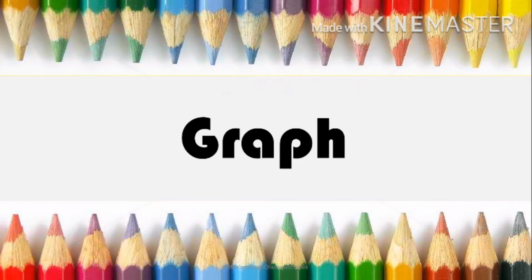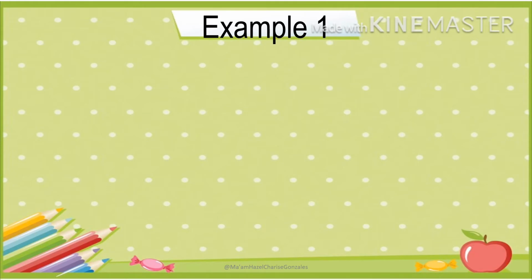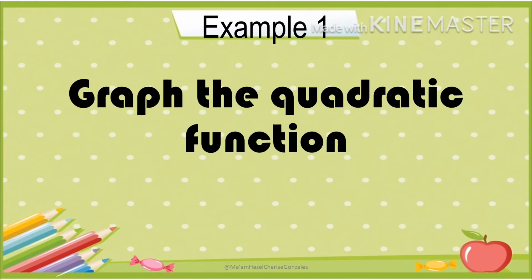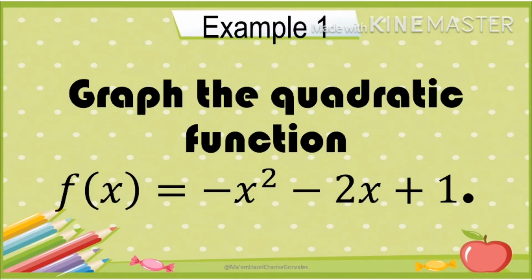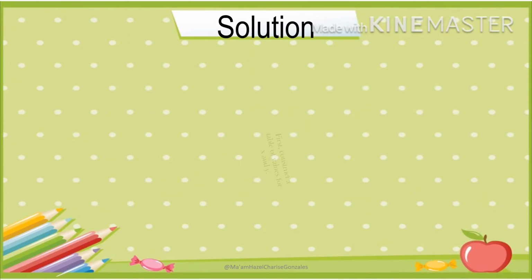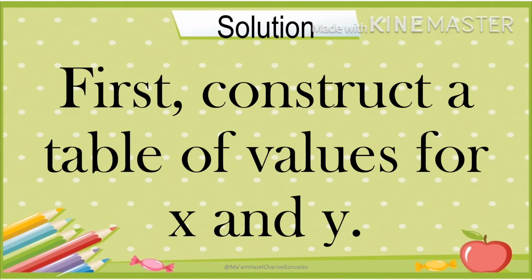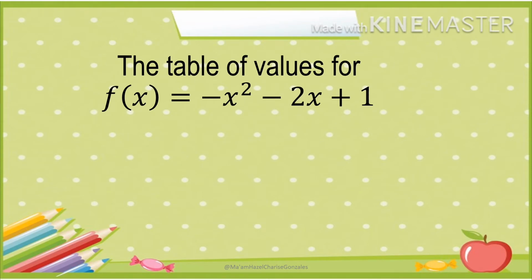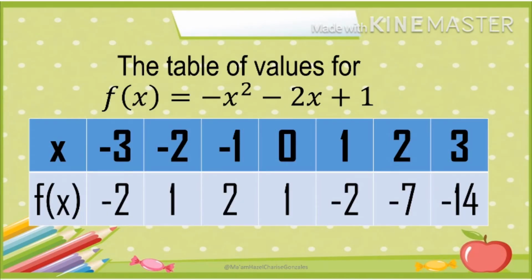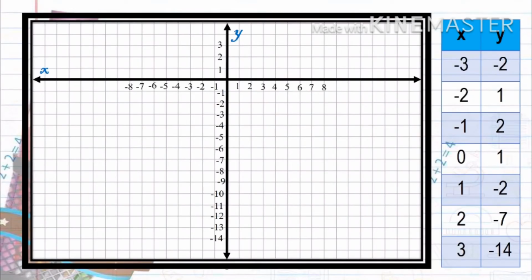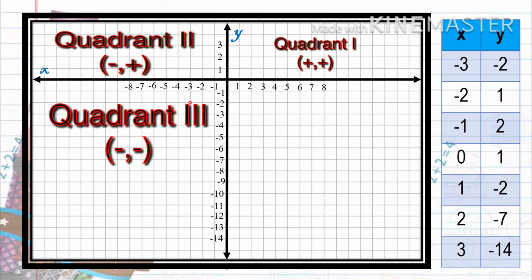Another way of representing quadratic function is by its graph. Example number 1. Graph the quadratic function f of x is equal to negative x squared minus 2x plus 1. For the solution, construct a table of values for x and y. The table of values for f of x is equal to negative x squared minus 2x plus 1 is given as follows.